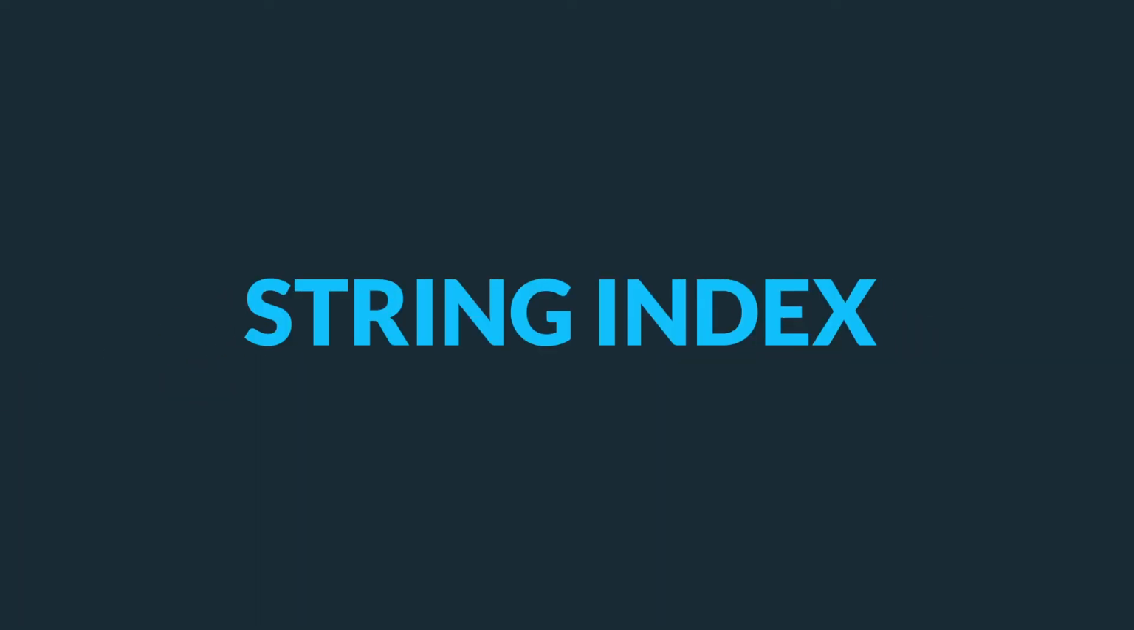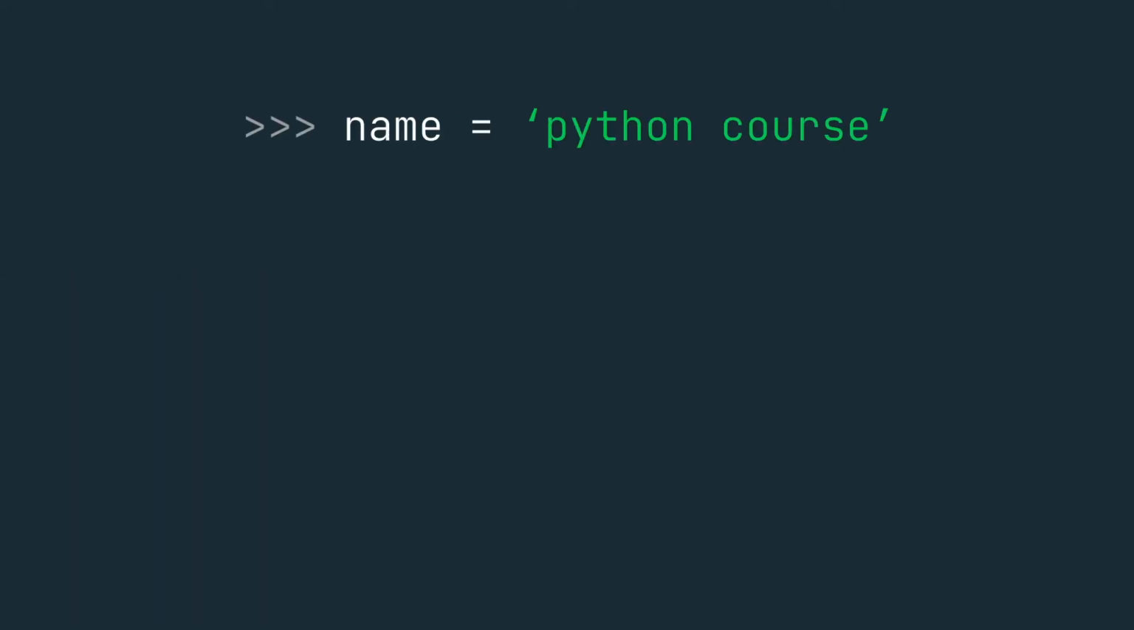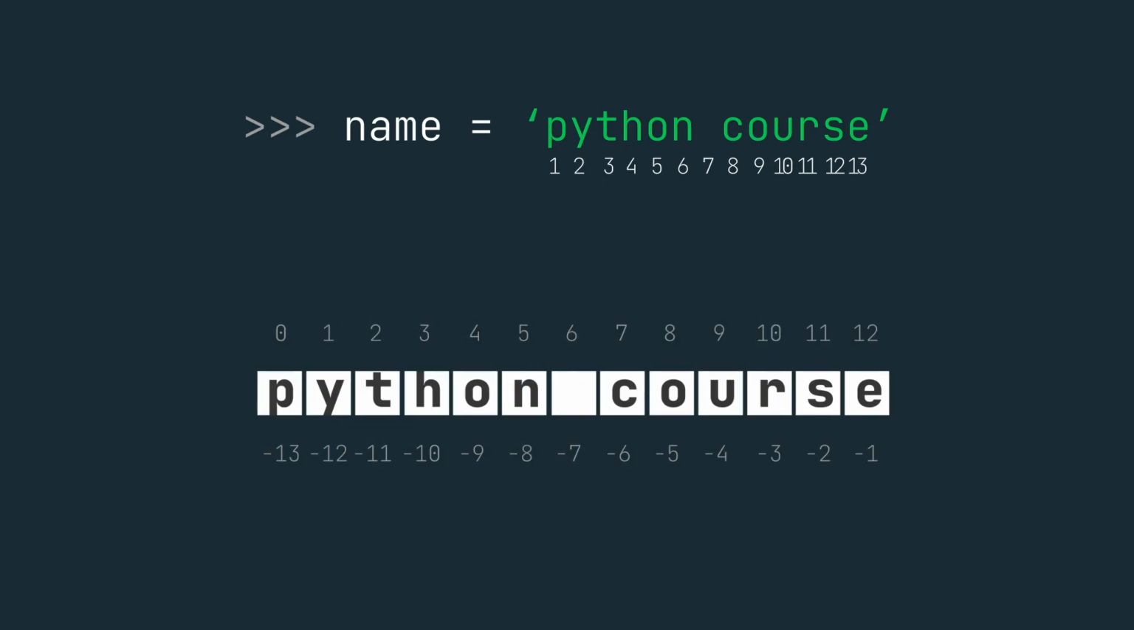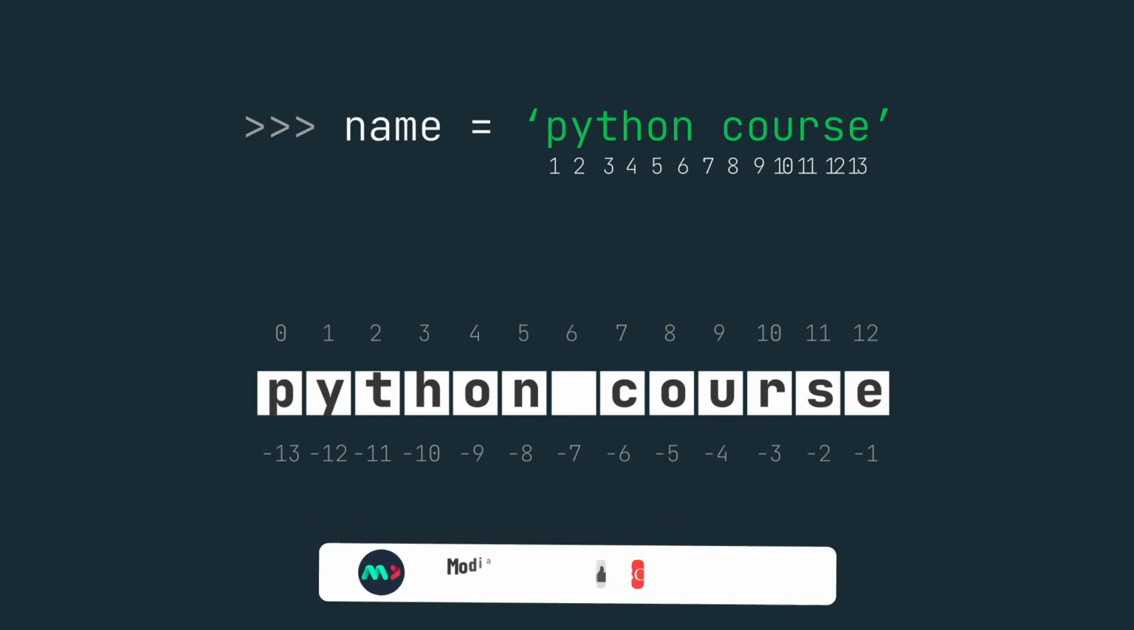Alright, let's talk about string indexes. Look at this variable. How many characters does it have? Let's count them. 1, 2, 3, 4, 5, 6, 7, 8, 9, 10, 11, 12, and 13. Characters in strings have indexes. The Python language considers a box for a string and divides it based on the number of characters. In our example, we have 13 characters, so Python considers 13 boxes for our name.